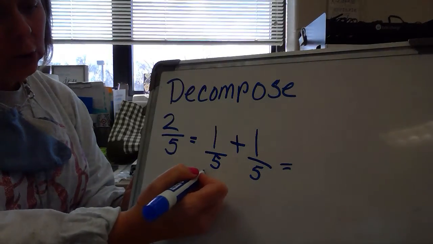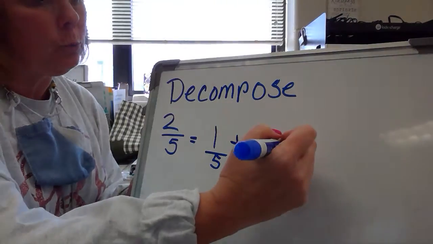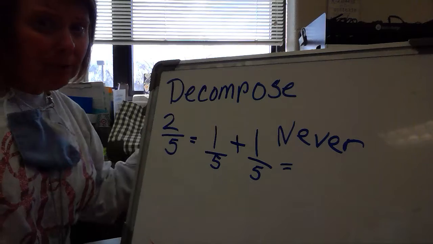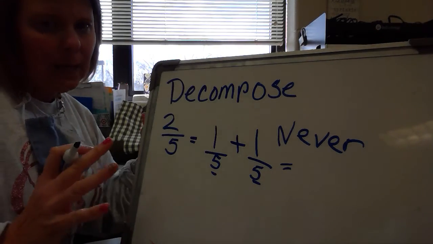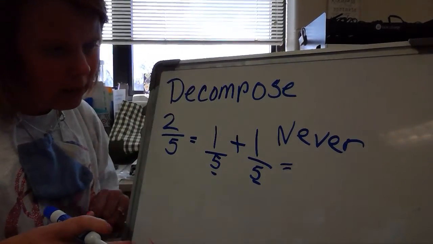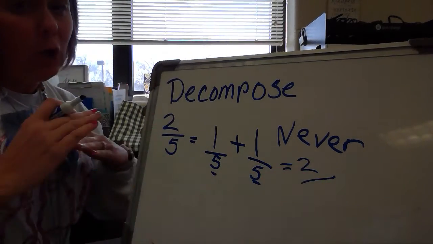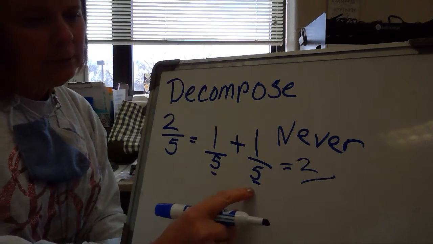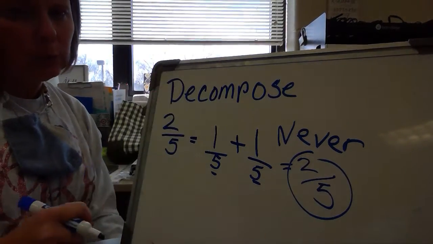So we don't need to add 5 and 5 to give us 10. Why? Because we never add denominators. Never, never, never. When the denominators are the same, we're not going to touch them. We like it that way. Remember, it's called a common denominator. We talked about that one before break. So 1 plus 1 would give me 2, and we're not going to add our denominators. We're just going to slide them across, and 5, there's my 2/5. We just decomposed a fraction.